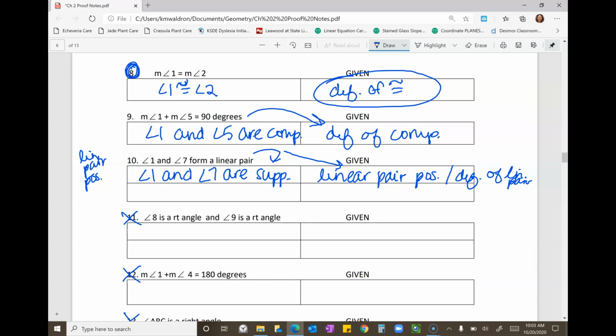Okay, so my next line then, because they're supplementary, I can then finish my algebra statement. So measure of angle 1 plus the measure of angle 7 equals 180, and this is definition of supplementary angles. So I need to know my definitions in order to make sure I'm using the right reasons on my proof. So go ahead and rewind the video at any time if you need to. Make sure you have these down, and then if you have any questions, just let me know.